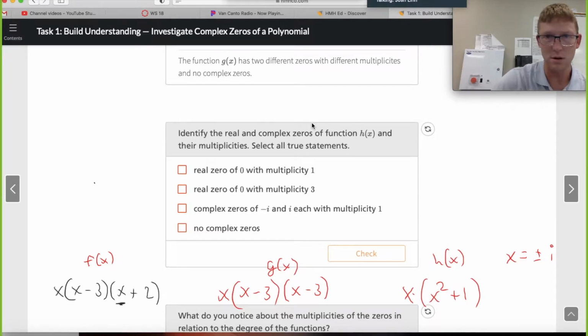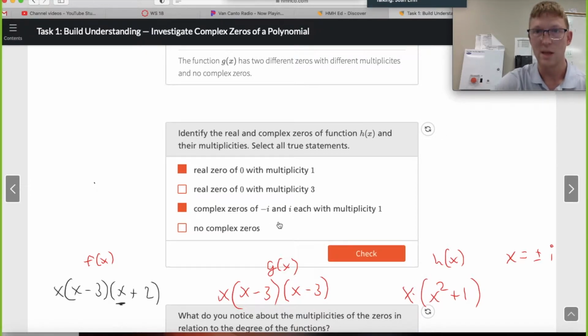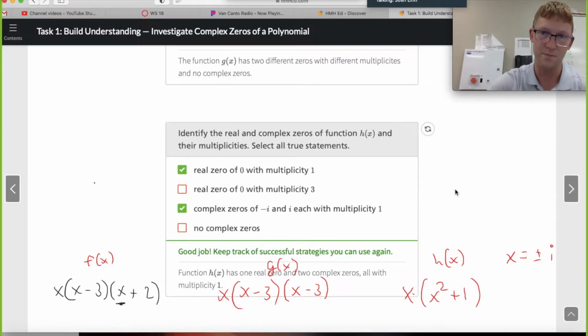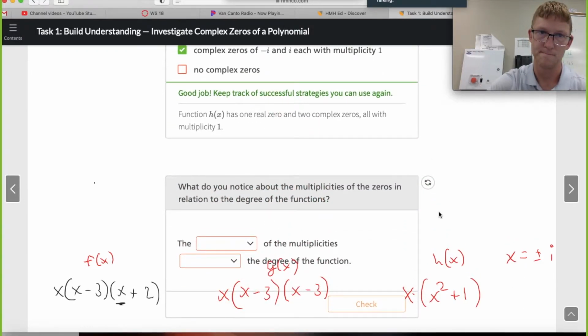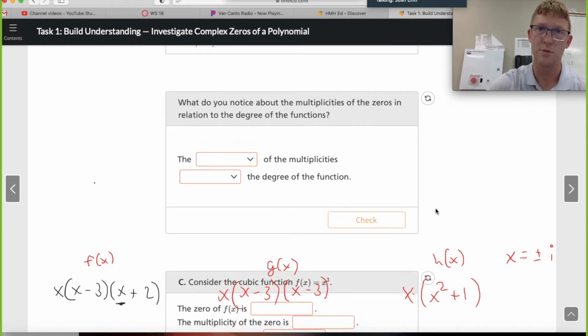Anyway, identify the real and complex roots of the function h of x. Remember, that's our third one. So we've got an imaginary number. We have a real 0 of 0 with a multiplicity of 1, and then a complex 0 of -i and i, each with a multiplicity of 1. So again, that's this part right here. What do you notice about the multiplicities of the zeros in relation to the degrees of the function? Let's see what we got.